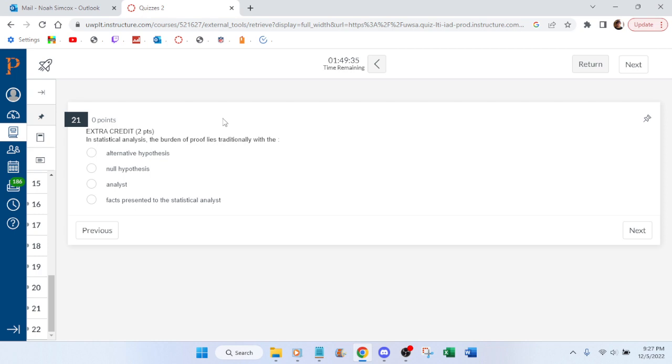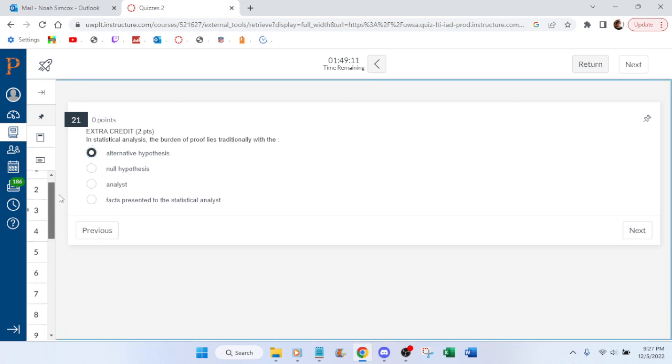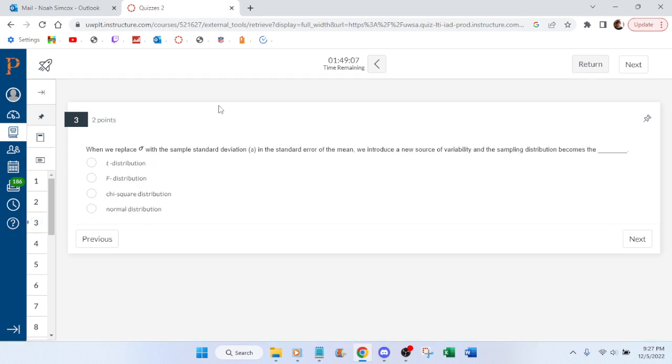All right. In statistical analysis, the burden of proof lies traditionally with the alternative hypothesis, I think, right? You have to have more proof for the alternative than the null. I'm pretty sure. So that's pretty similar to the other question. And then the only one I skipped was 3, of course.